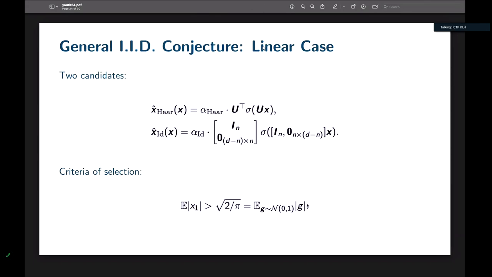Well, that was sparse Gaussian. Now the question is, can we say anything about arbitrary IID source? Well, not rigorously, but we can conjecture the following. So we will basically choose between two candidates.